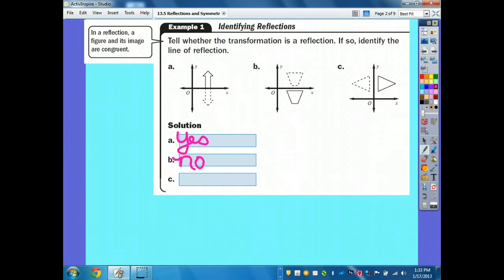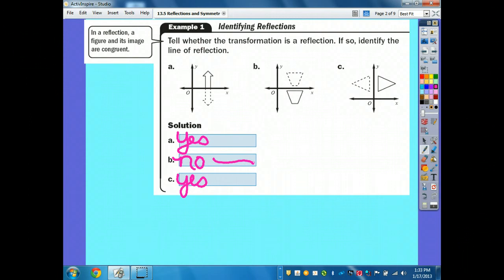The true test is if you were to fold it on that line of reflection, does it exactly match up? This one does. If we folded this over, would it match? No. How about C? Yes. Now, what is the line of reflection? Obviously, this one doesn't have one because it's not a reflection.